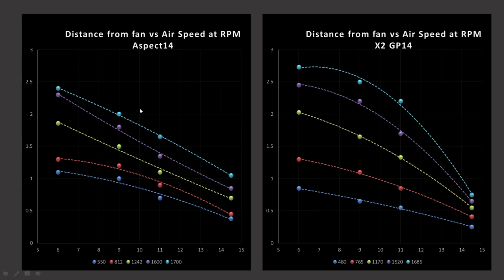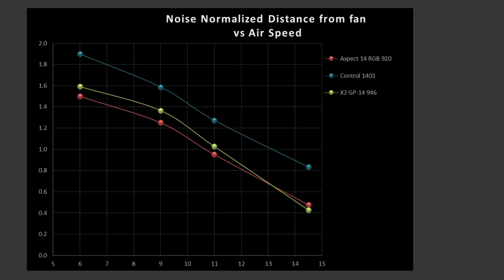So what are we taking a look at here? Well, here's the Aspect, and then the other Fractal fan that I've taken a look at is the X2GP14, and I just wanted to have a little cross comparison between them because they're both available on the Fractal Design Torrent, just one in the RGB and one in the non-RGB versions. So you could actually take the data points and directly compare, or we can take a look at my noise normalized results. So we have my control fan here.